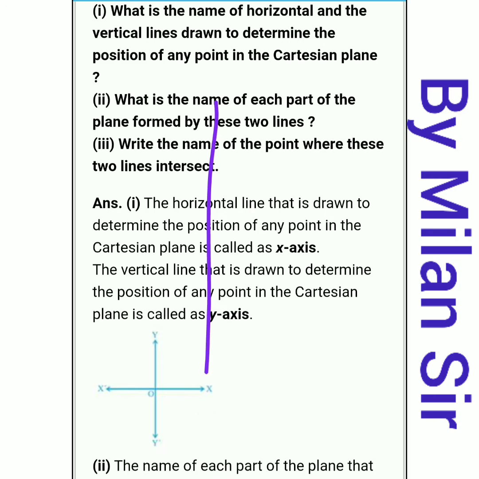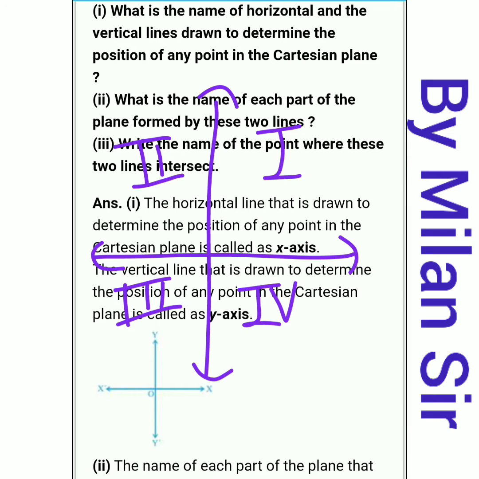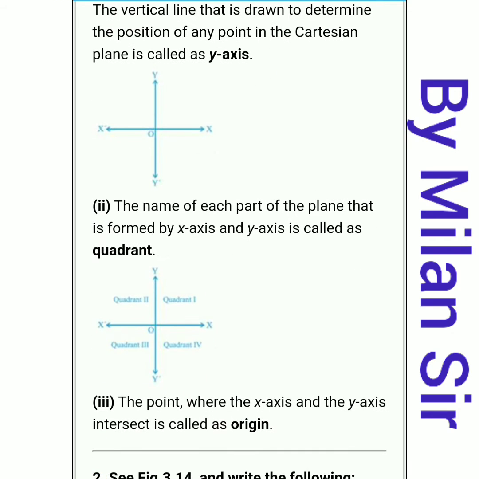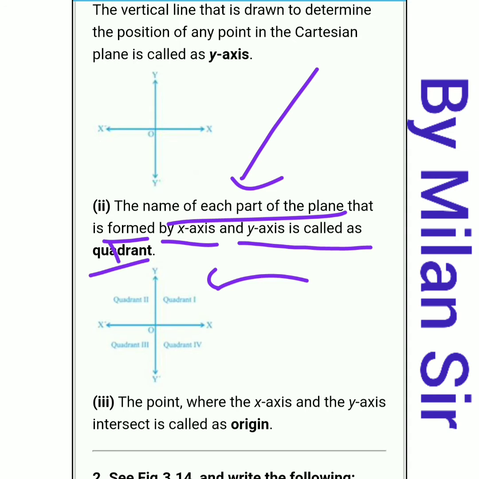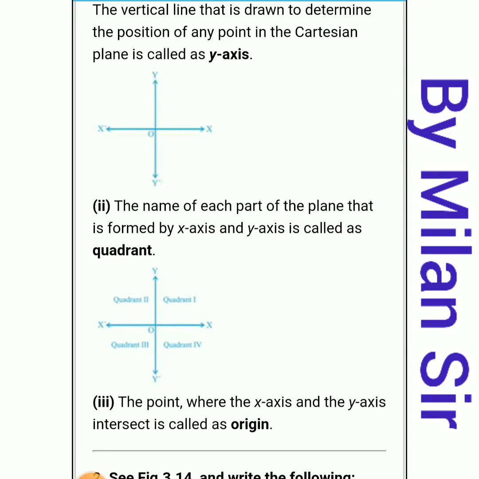Second question. What is the name of each part of the plane formed by these two lines? These two lines convert the whole plane into four parts: first quadrant, second quadrant, third quadrant, and fourth quadrant, and each part is called one quadrant. So the name of each part of the plane that is formed by the x-axis and y-axis is called a quadrant: first quadrant, second quadrant, third quadrant, and fourth quadrant.